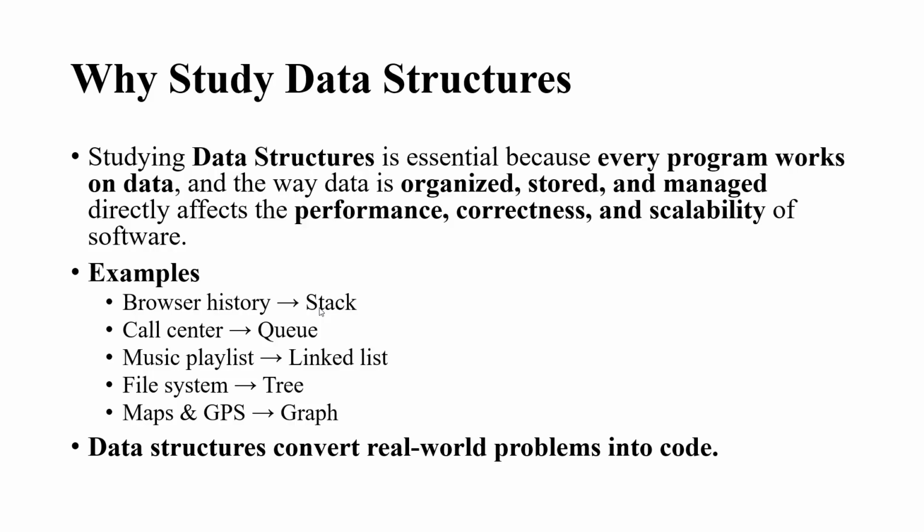When it comes to maps and GPS, shortest path routing. For example, if we want to go from one place to another place, there will be n number of ways to go. Let us assume like that. So with the help of the graph data structure, and some algorithms like shortest path algorithms, we can find the shortest path very easily. So these are some good examples of data structures in the real world.